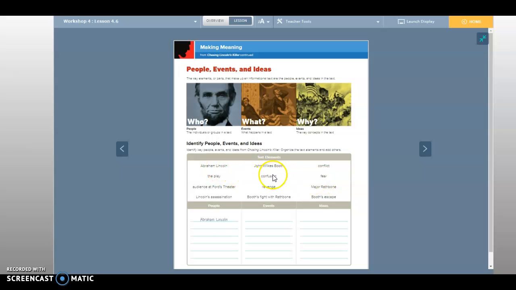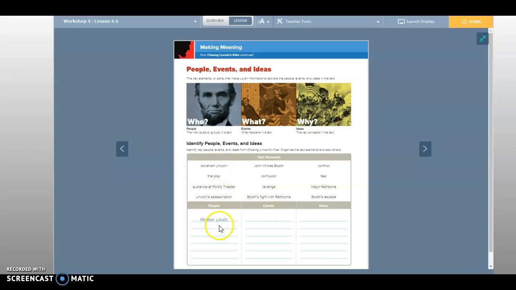We've got Abraham Lincoln, John Wilkes Booth, conflict, fear, Major Rathbone, Booth's escape, Booth's fight with Rathbone, revenge, confusion. You need to organize all of these into the people, events, and ideas. What's the difference in an event and an idea, do you think? An event is something that actually happened, right? What was it that happened? The ideas are going to be like, what's my idea of the result of what happened, right?